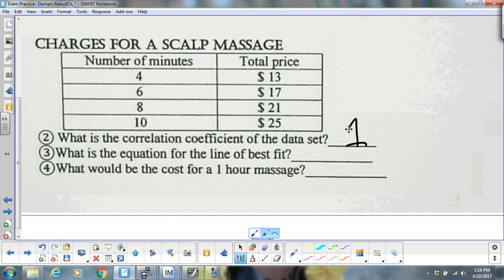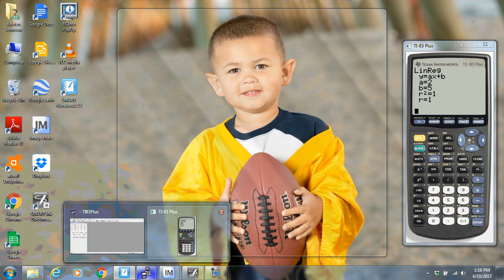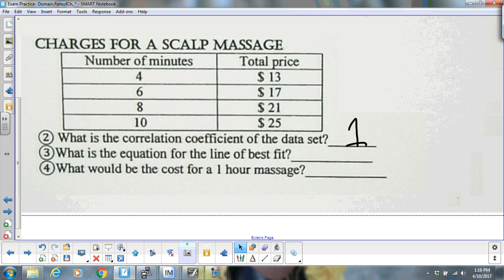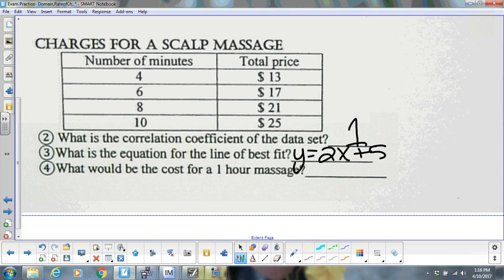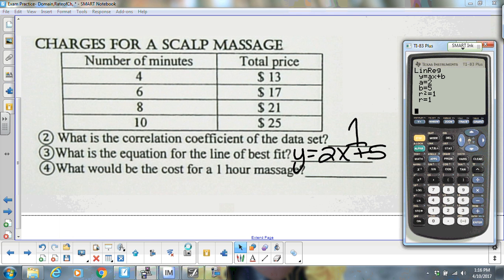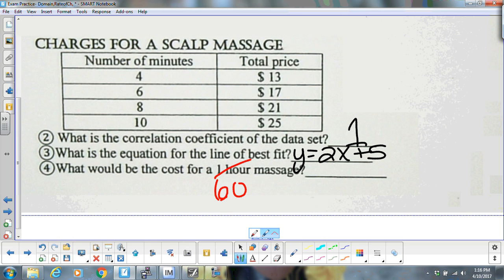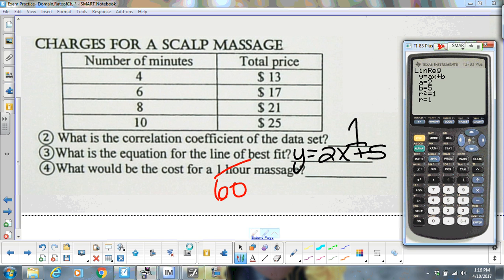My line of best fit is going to be y equals 2x plus 5, where a is our slope and b is our y-intercept. And then they wanted you to get the cost for an hour massage. That means I need to make a prediction. An hour would be 60 minutes. So I'm going to go in here and say y equals, vars 5 EQ, enter. Second window, make a prediction for 60. Second graph, so that would have cost you $125.